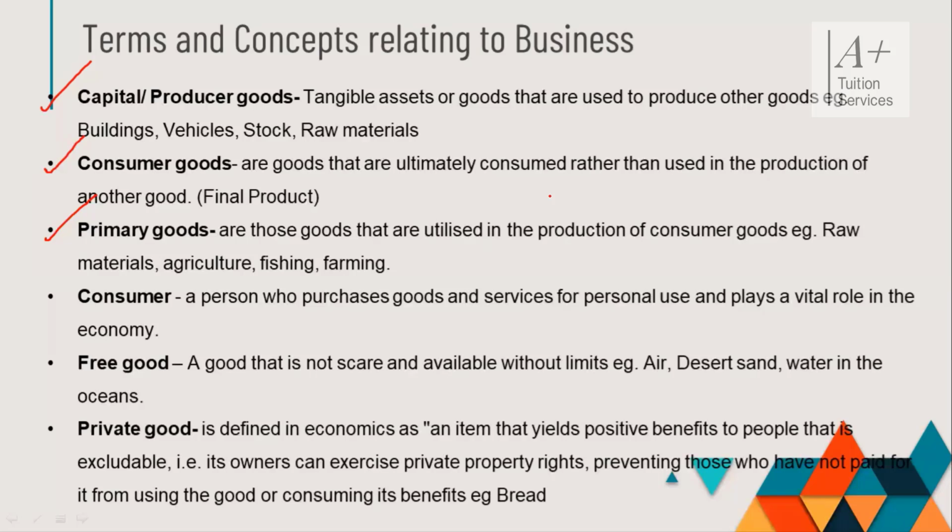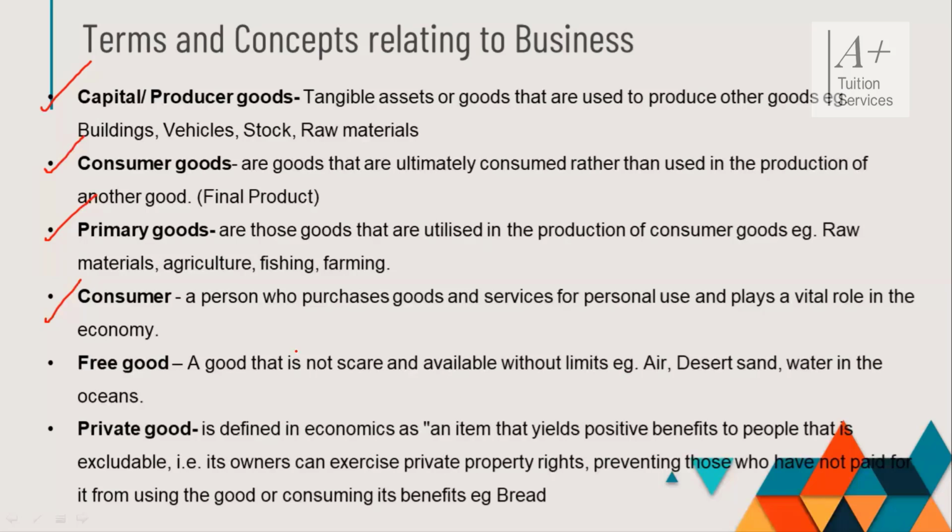So let's say I want to get a certain type of fish in the market. The primary good is the fish, but if I want this fish processed, I might get it in a can, and that's the end product, which is the final product, okay? The consumer is a person who purchases goods and services for personal use and plays a vital role in the economy. In order for businesses to thrive, we need consumers.